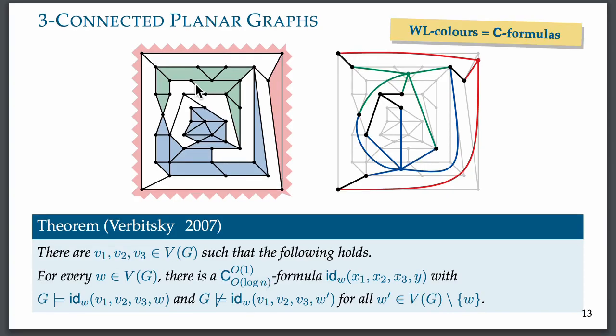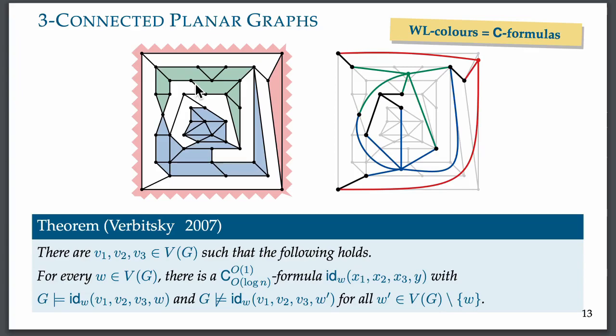Speaking in Weisfeiler-Leman terms, since formulas correspond to colors, this means that every vertex in the graph will receive its own unique color after a logarithmic number of iterations. And this will be important for our base case. The fact that we have vertex formulas or unique vertex colors allows us to identify the graph, because we can simply define it by stating for every pair of vertex formulas whether the corresponding vertices are adjacent or not.